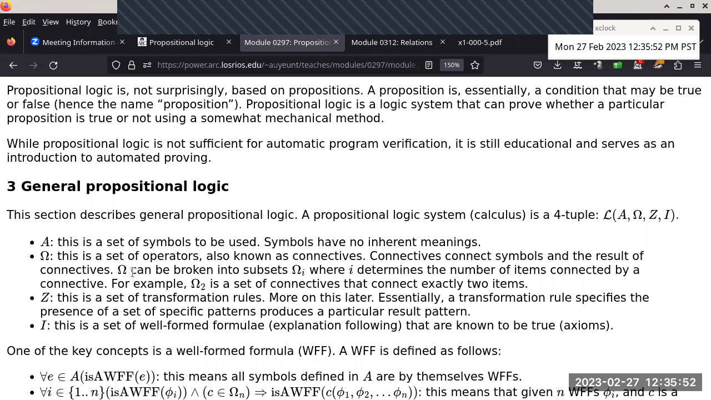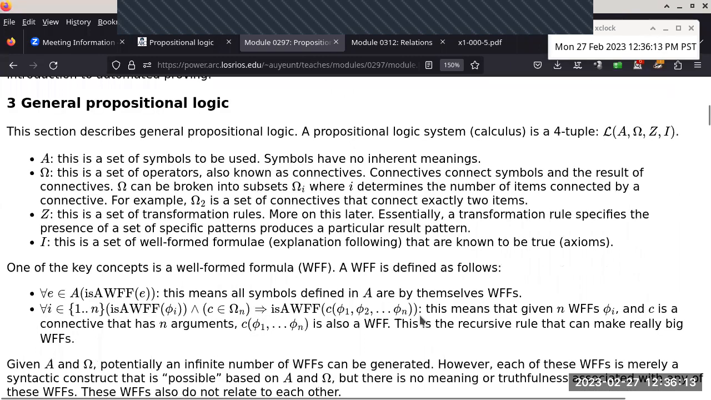I, which is iota, is a set of well-formed formulae, which I'll explain later, that are known to be true. So don't ask me why that is true, because it is given to you as true. Is that okay? All right. So with all of these things, the next item is to define what is a well-formed formula, or WFF, which is not WTF. And of course, I can see someone already thinking in their head, WTF a WFF.